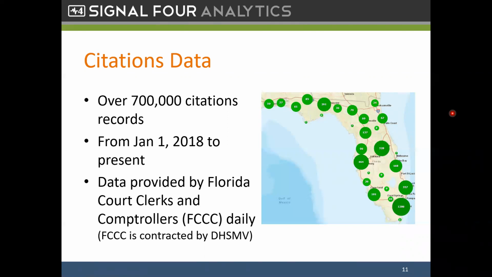there are about 700,000 citation records at this point in Signal 4. They only are from January 1st, 2018 to present, so the last 3 months. Data is provided by Florida Court Clerks and Comptrollers, FCCC. It's provided to us daily.